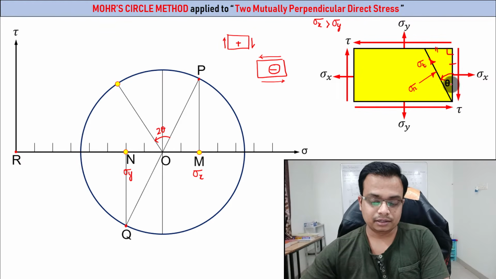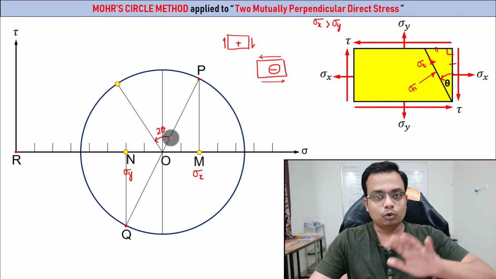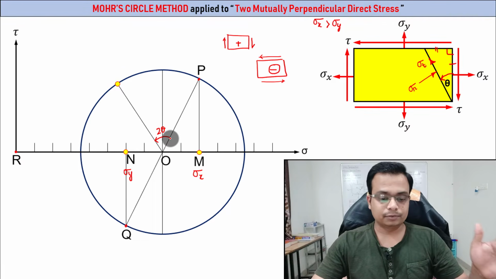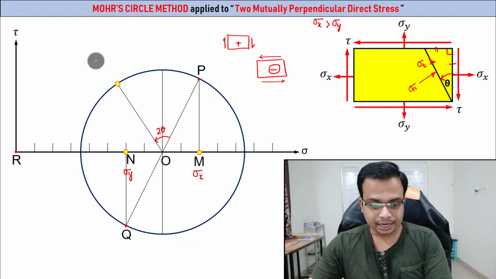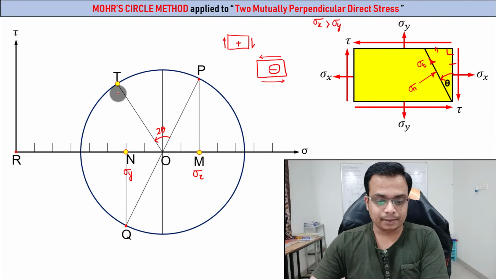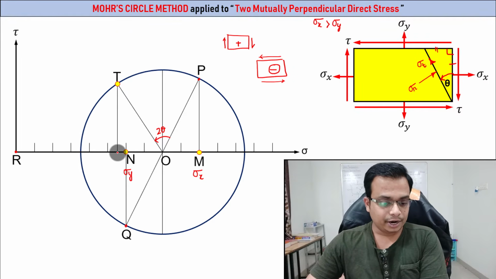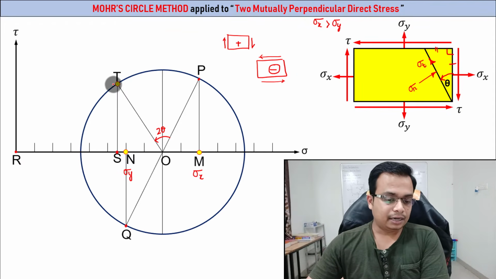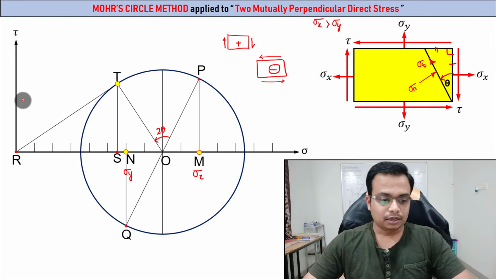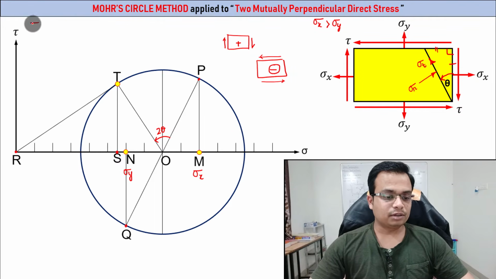If this is theta in the configuration diagram, in the Mohr circle it has to be made 2 theta. That's point T. Drop a perpendicular from T onto this horizontal. The point over here which you get, let's say this is S, and join T with R. Done. Now let's say you want to find the value of sigma n.